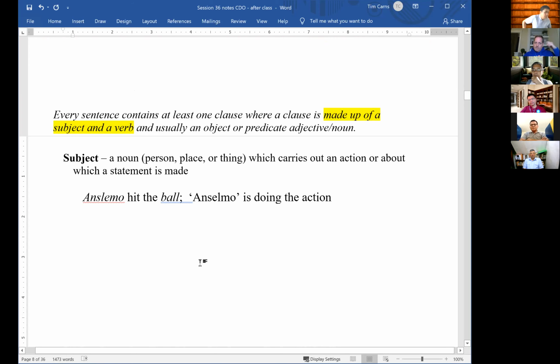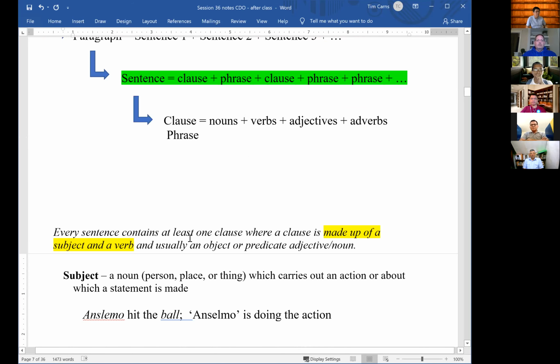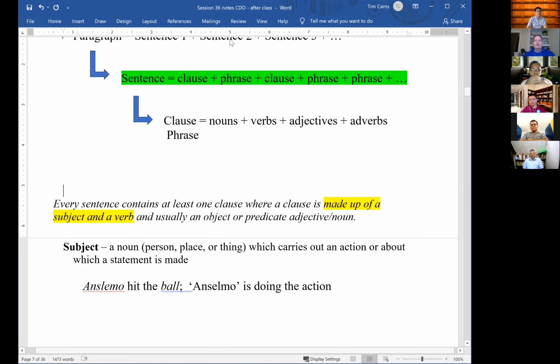So a sentence contains clauses and phrases, but it doesn't have to contain phrases. It must have at least one clause to be a sentence. In other words, you do not have a sentence if you don't have a subject and a verb, or basically a noun and a verb. So that's the basic definition of a sentence. A sentence is describing something about a subject doing something, or a subject being something.